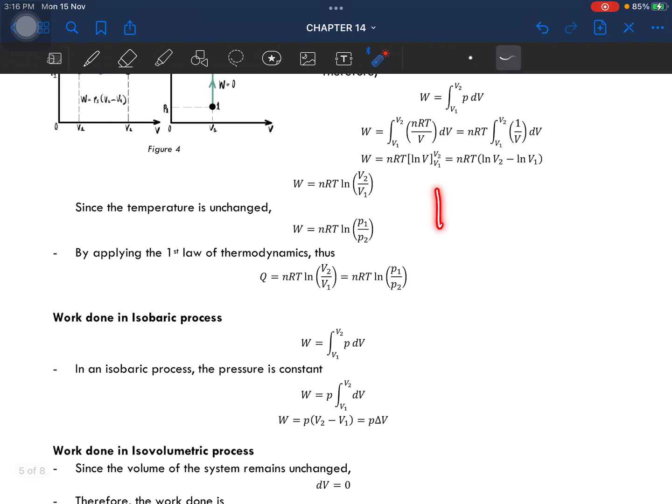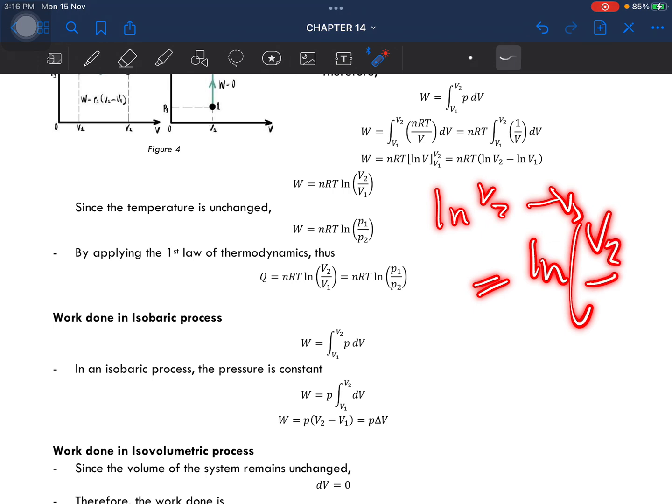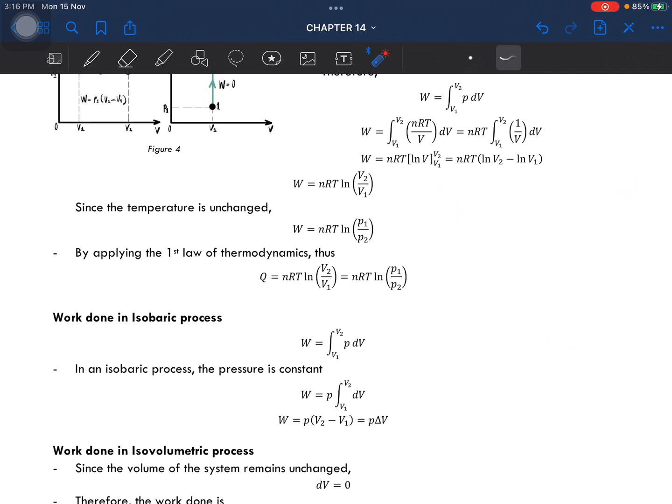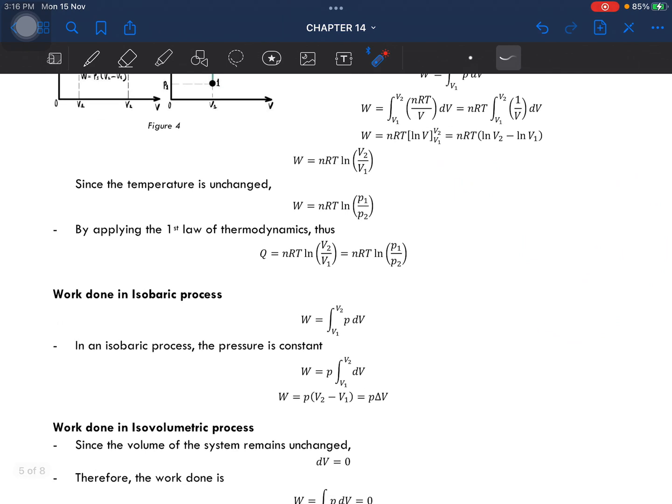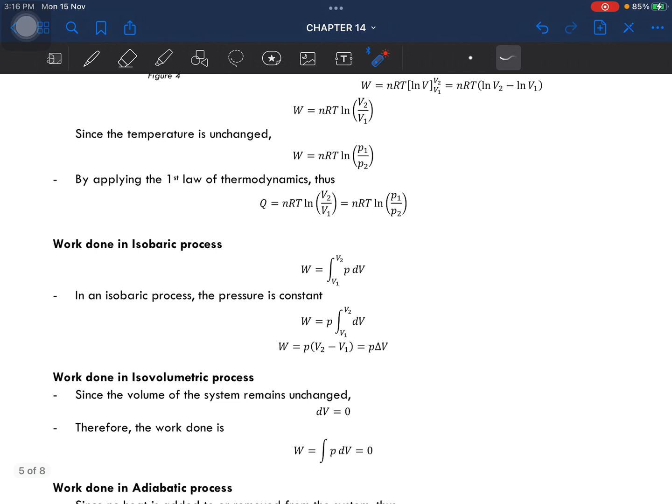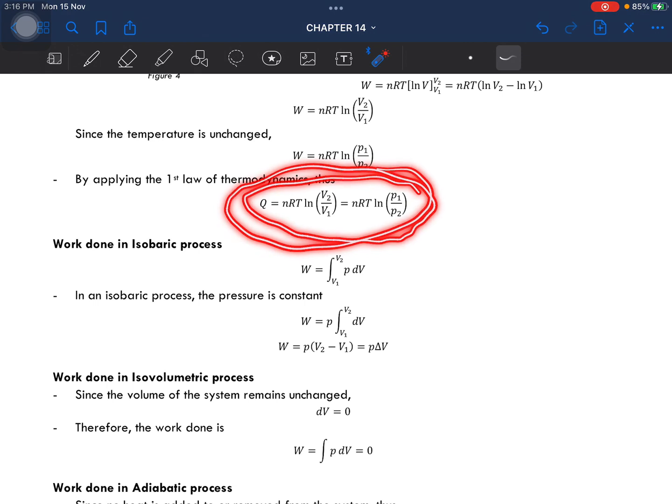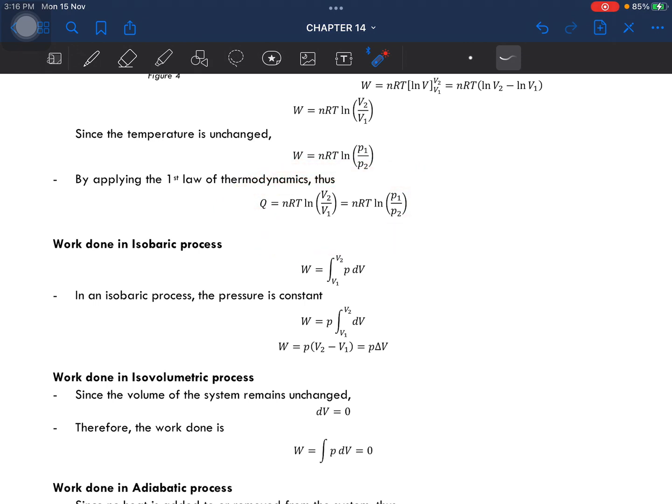and then remember ln V2 minus ln V1 can also be written as ln V2 over V1. Okay, so this is just maths, and then since the temperature is unchanged, we will then get this formula here, nRT, ln P1 over P2, and then we can apply the first law of thermodynamics, so we can also calculate the heat using this equation. Okay, so basically the work done for isothermal process can be calculated using this formula.